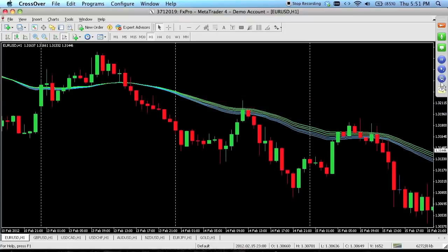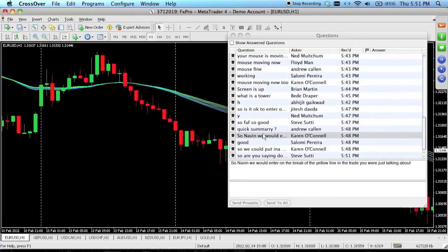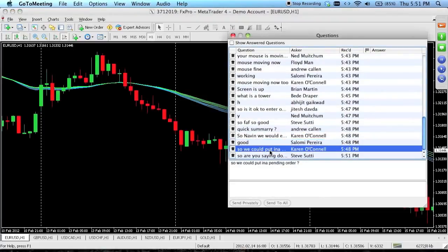Okay, now we've gone through a good example. Now we're going to go through an example that would not work. Karen's saying, so we could put it in a pending order. Yes, as soon as the candle closes, put it in a pending order.